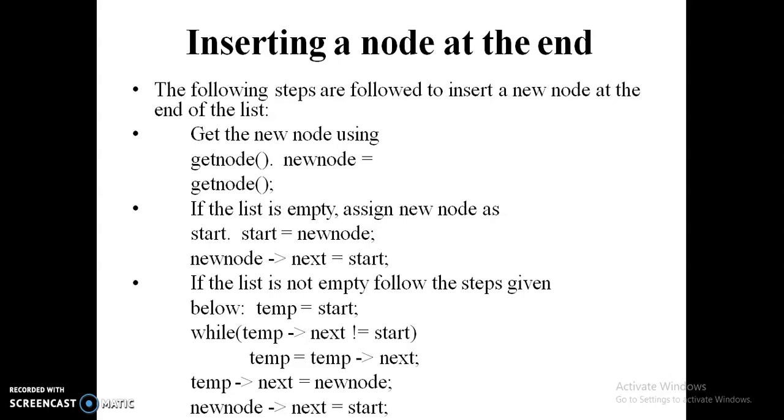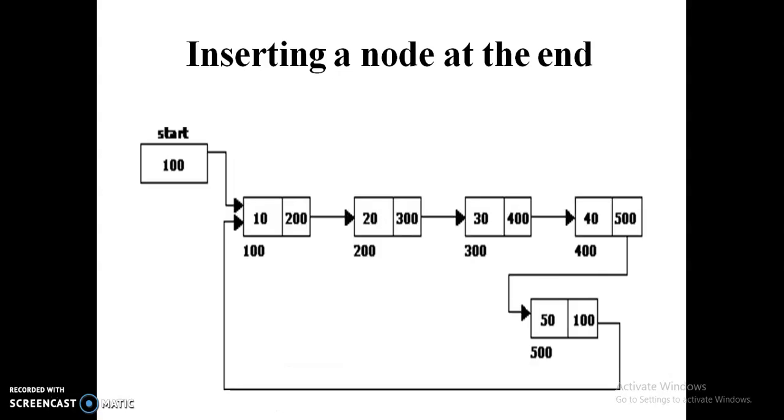This is the normal single linked list code. We are just adding one more line, new node next equals to start, to combine the starting node address to the new node next. Assign the starting node address as the new node next.